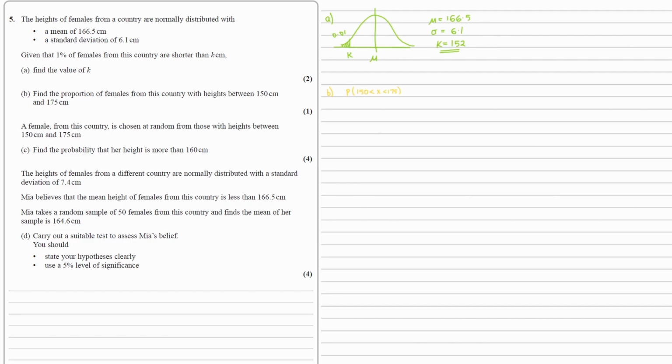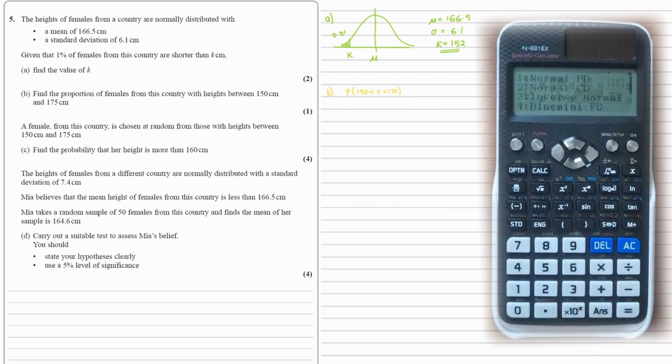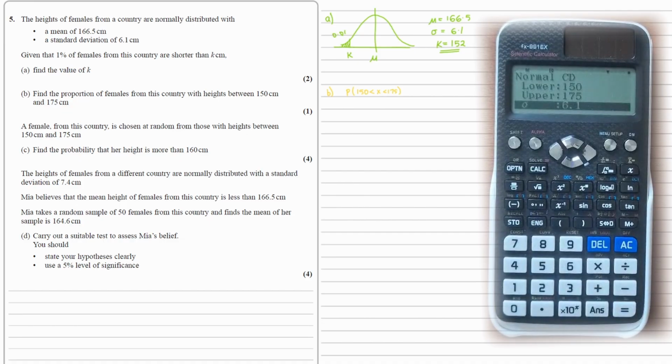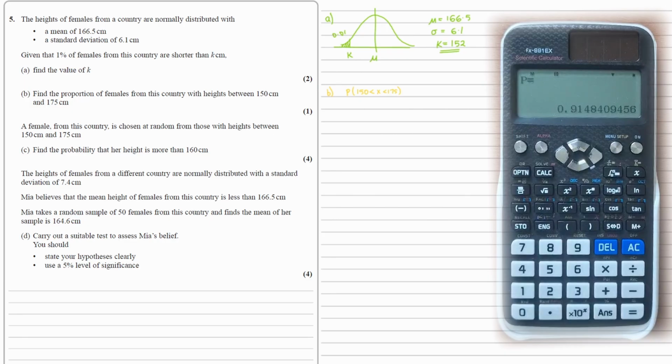So to do this, we will again go to our distributions on the menu. This time, we will select number 2 for normal CD. For lower, we will input 150. For upper, we will input 175. The standard deviation is still 6.1, and this gives us an answer of 0.915.